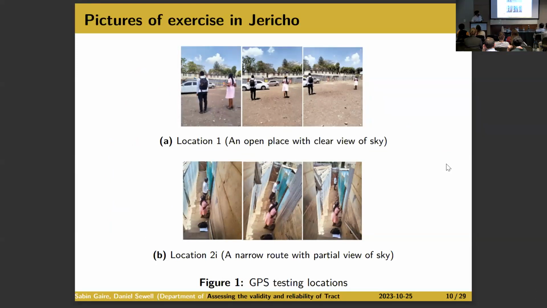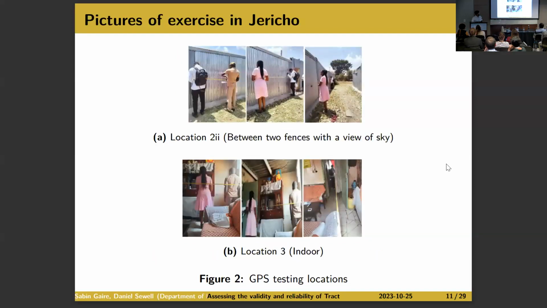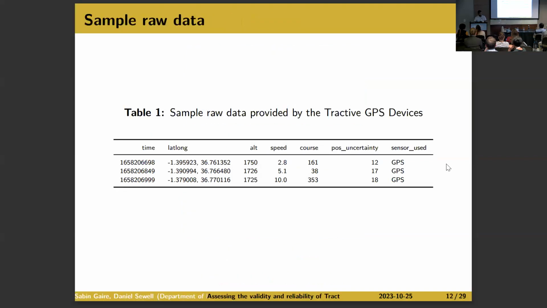For location one, it is an outdoor open place with a clear view of the sky. The second one is a narrow route with a partial view of the sky, between fences, and location 3 is indoor. And this is the sample raw data we get from the Tractive GPS devices. We see the time, from the standard time, and then latitude, longitude, altitude, speed, course, and the positional uncertainty variable we were talking about before. We have all this.